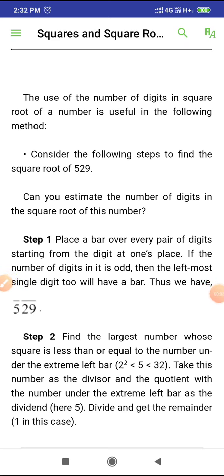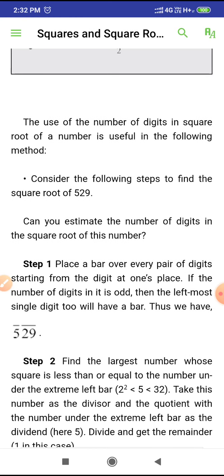Hello everyone. Today we are going to discuss exercise 6.4 of class 8th. In this exercise we will learn how to apply the division method to find the square root of any number. By this method we can find the square root of perfect square numbers and non-perfect square numbers.